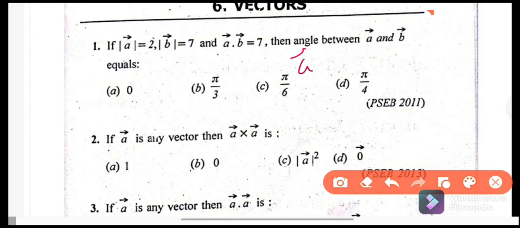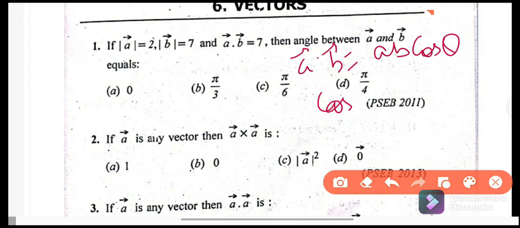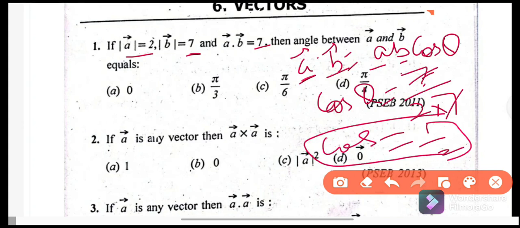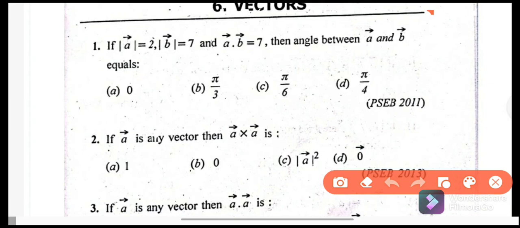Now because A dot B is equal to |A||B| cos theta, that is cos theta is equal to A dot B divided by magnitude of A times magnitude of B, which is 7 divided by 2 times 7. 7 cancelled. So cos theta is equal to 1 by 2, for pi by 3. So answer is B option. Next question.